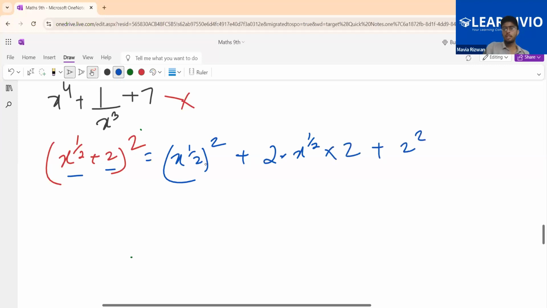So I can see this becomes x, but 2 into 2 is 4, so x raised to the power 1 by 2 times 4. Still we have 1 by 2. Okay, so this is not a polynomial. Understood? Okay, you should know.